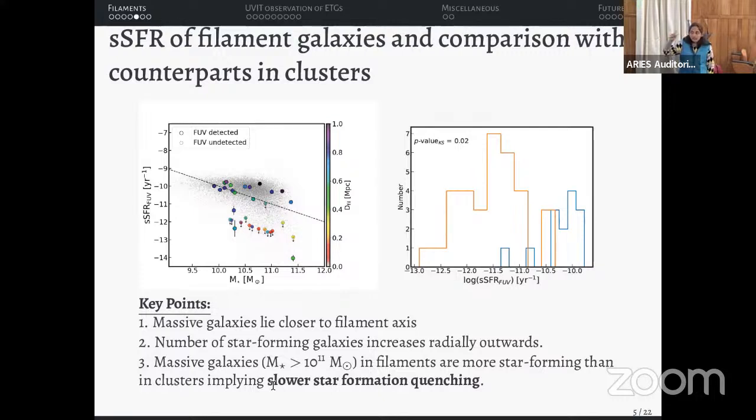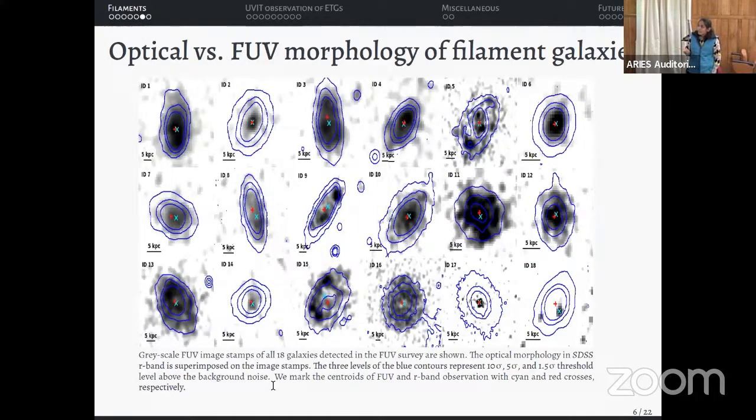I made sure that the cluster and filament galaxies lie in the same redshift bin and stellar mass. Yes, KS test. I could also do AD, but right now I've done this KS test. Yes, it's lower than the null hypothesis, that is 0.05.